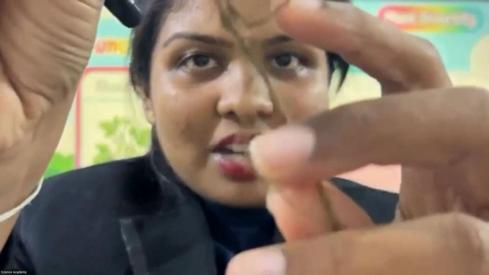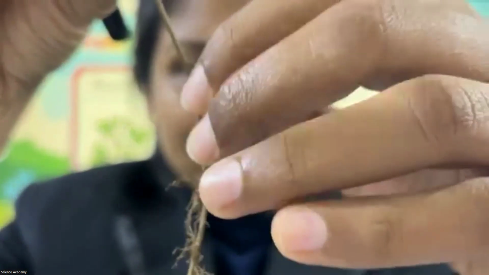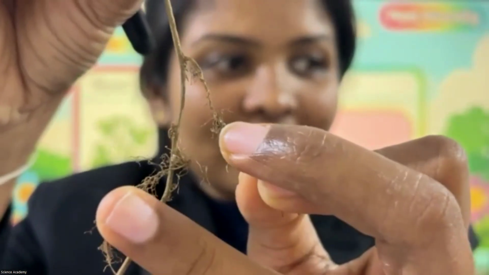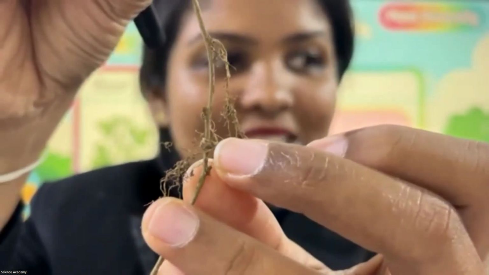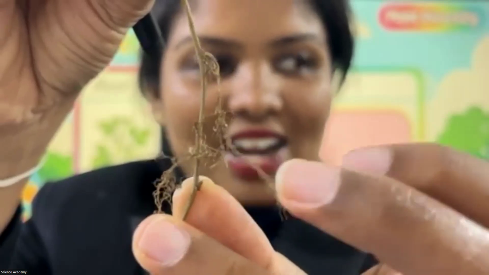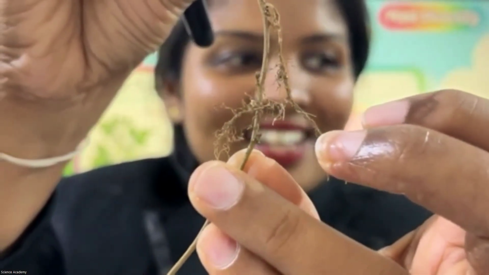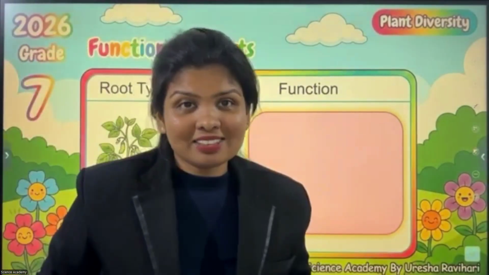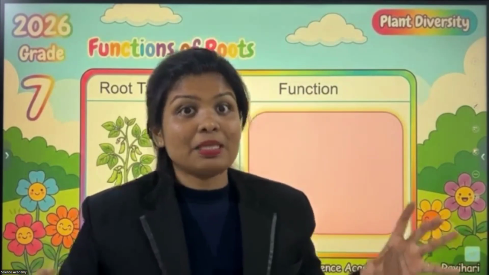So here, children, I uprooted a mimosa plant. Can you see goal-shaped structures in this root? Like in this area and this place also? Children, yes. If you uproot mimosa plants, we can see these goal-shaped structures. Tamarind is a kind of big tree.